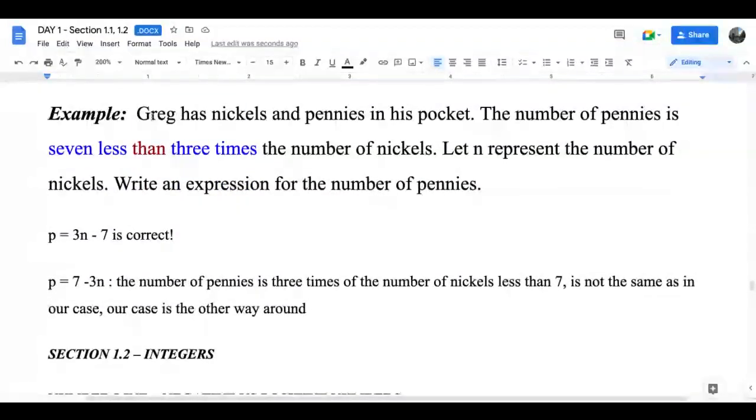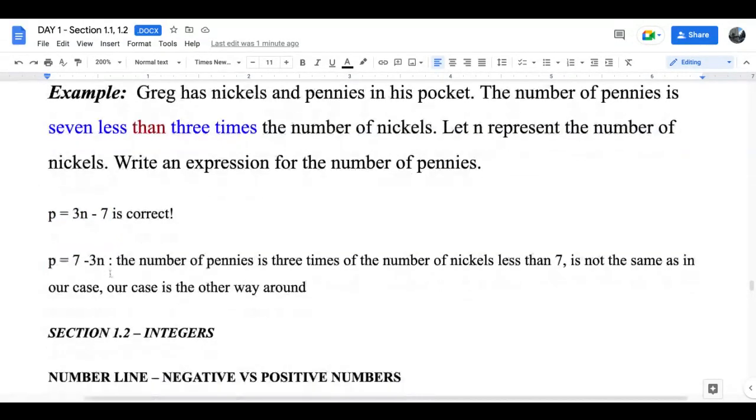Greg has nickels and pennies in his pocket. The number of pennies is 7 less than 3 times the number of nickels. So if n represents the number of nickels, 3 times the number of nickels is 3n, right? 7 less than, that's 3n subtract 7. So for the number of pennies, p, p equals 3n minus 7.